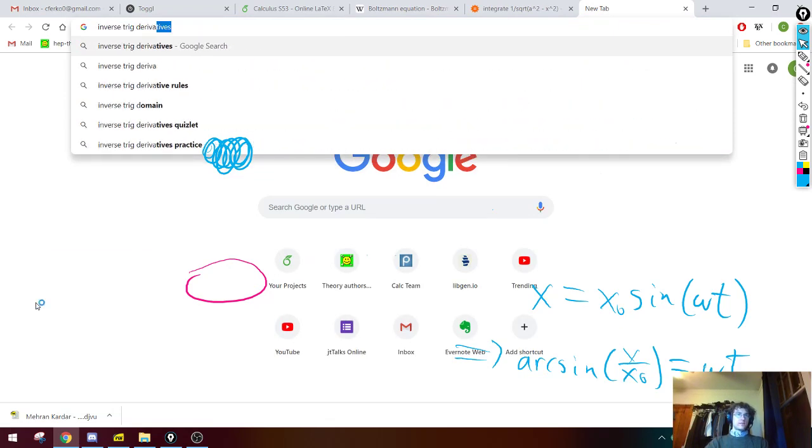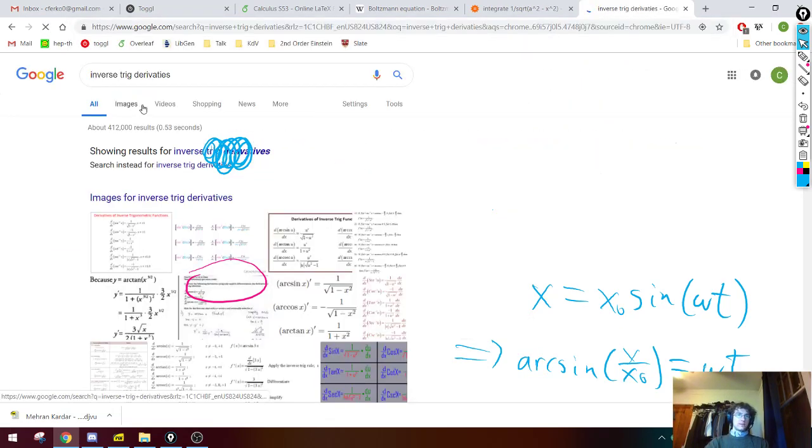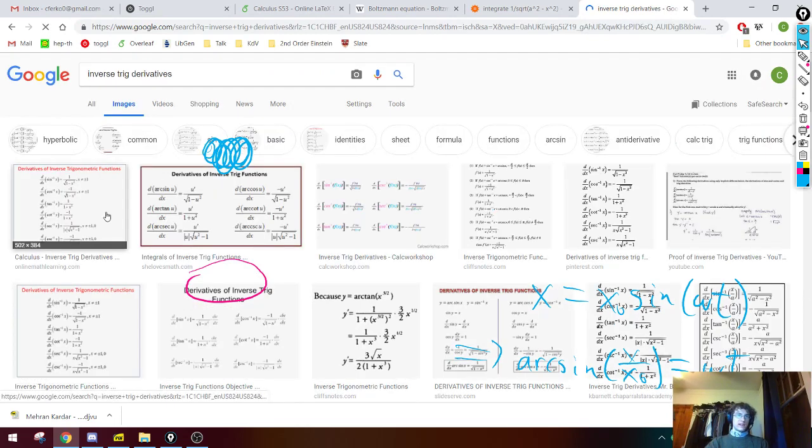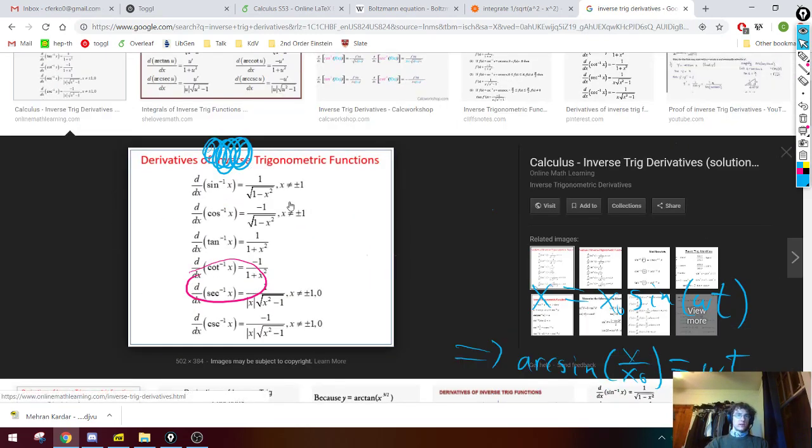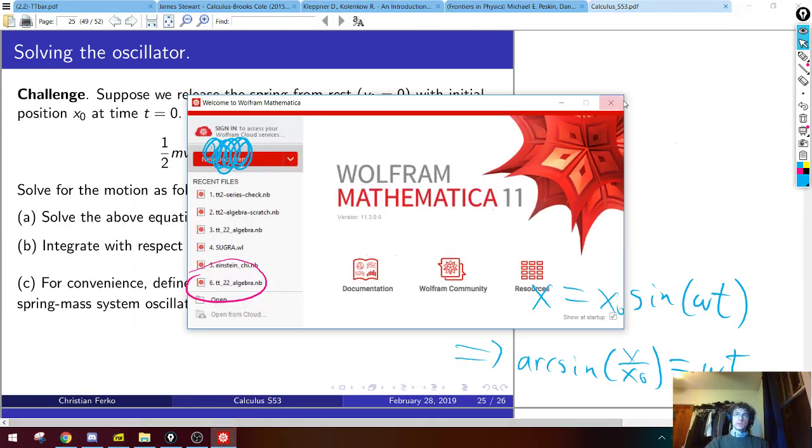Inverse trig derivatives. Why am I forgetting? I'm going to blame this on having a cold, but why am I forgetting what the derivatives of arcsine and arccos are? That's cos. 1 minus. Yep. What? I'm confused. Is it the same except for this? Oh! I did something stupid. Yeah, we forgot.